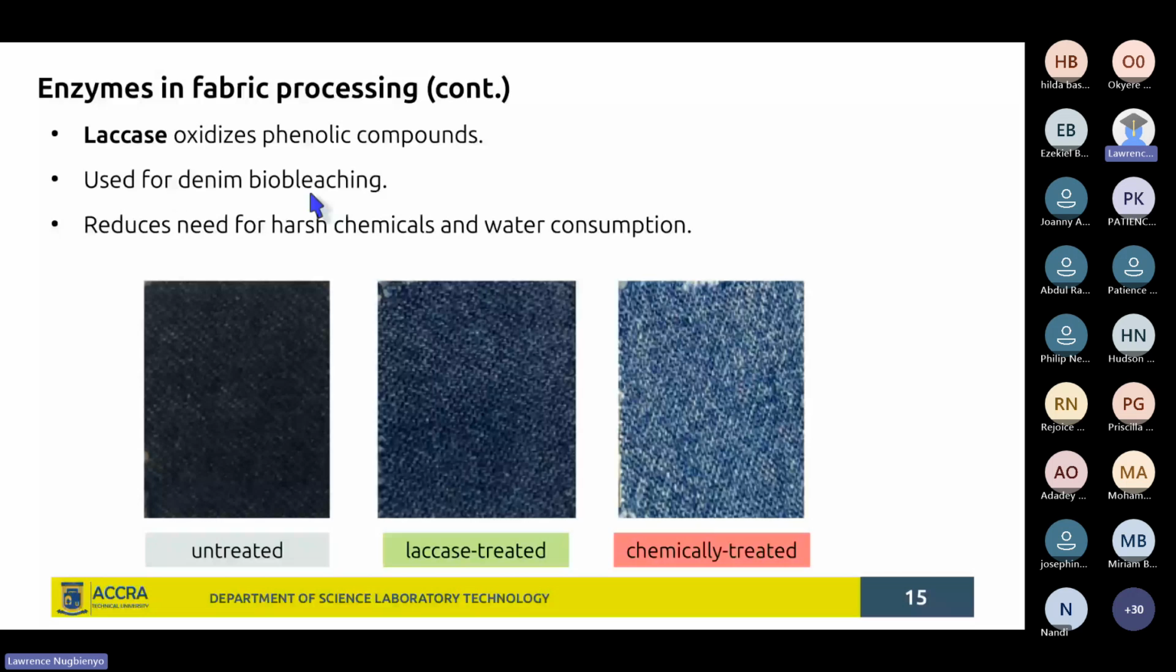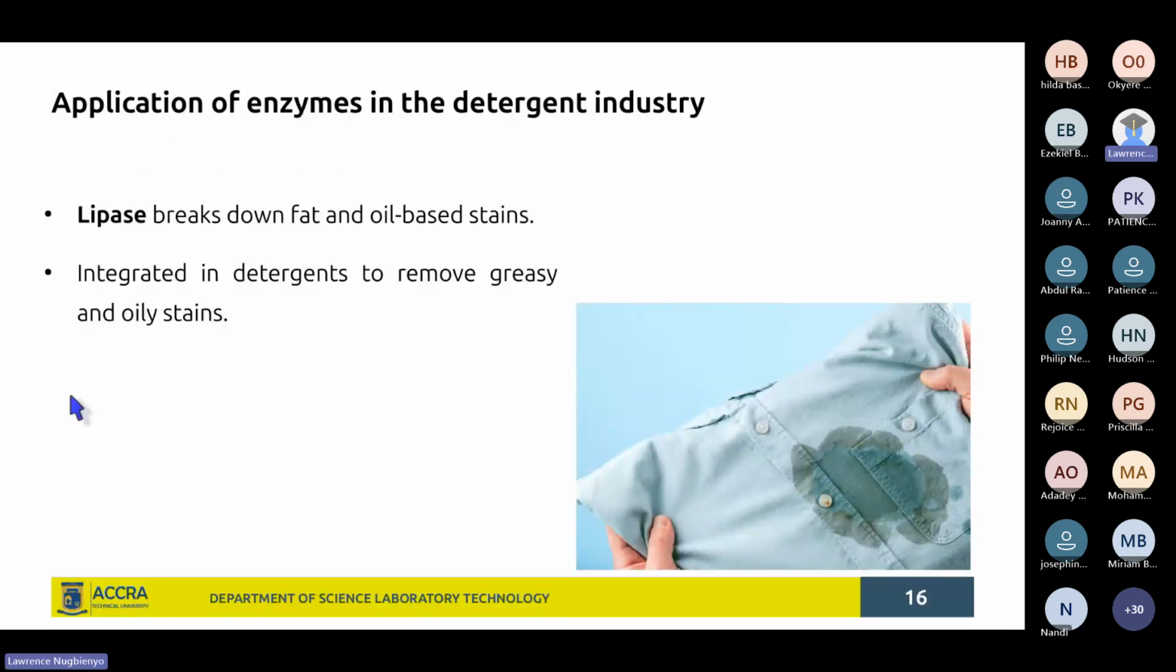So, well, laccase, yes, that's an enzyme which is used for oxidizing phenolic compounds in the textile industry. Now, the detergent industry. Again, lipase. So you see, a similar enzyme which was being used in the food industry is used in the textile industry, and they can be applied in different ways.